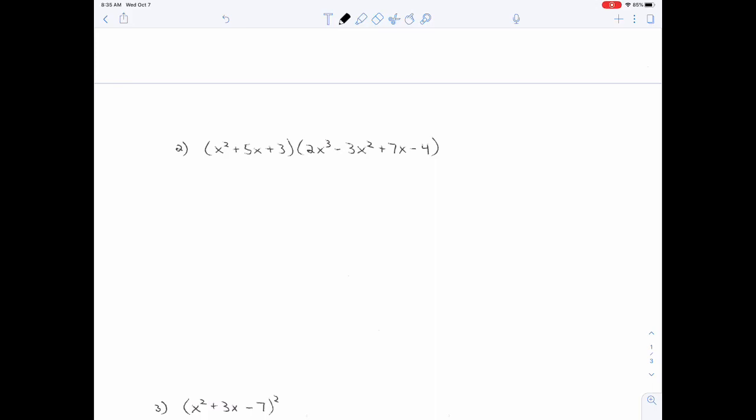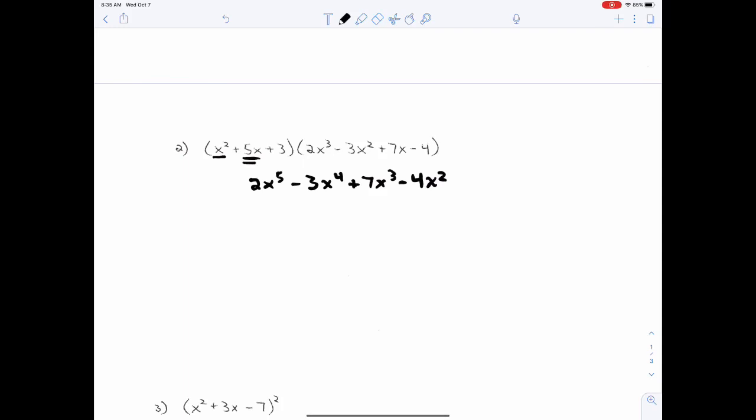But the thing I want to get across here is this. It's being neat, okay? And what I want you to do is stack like terms vertically. Now, what do I mean by that? I'll show you. I'm going to take this first term and distribute it to the second factor. So we have 2x to the 5th minus 3x to the 4th plus 7x cubed minus 4x squared. Okay, fine. Excuse me.